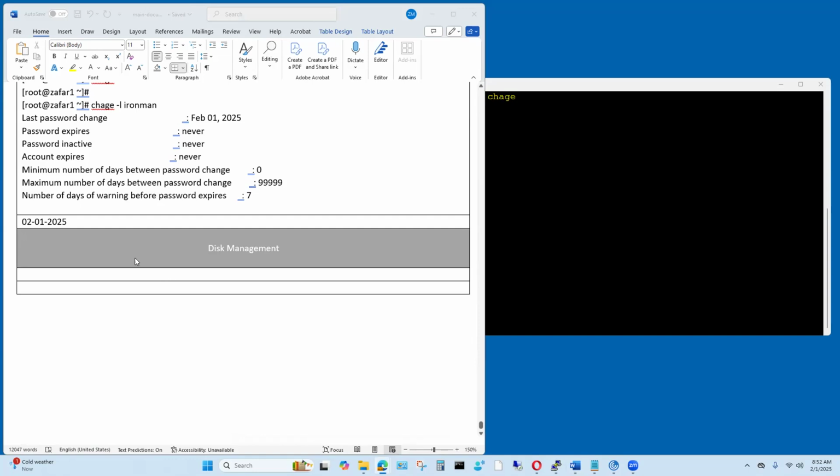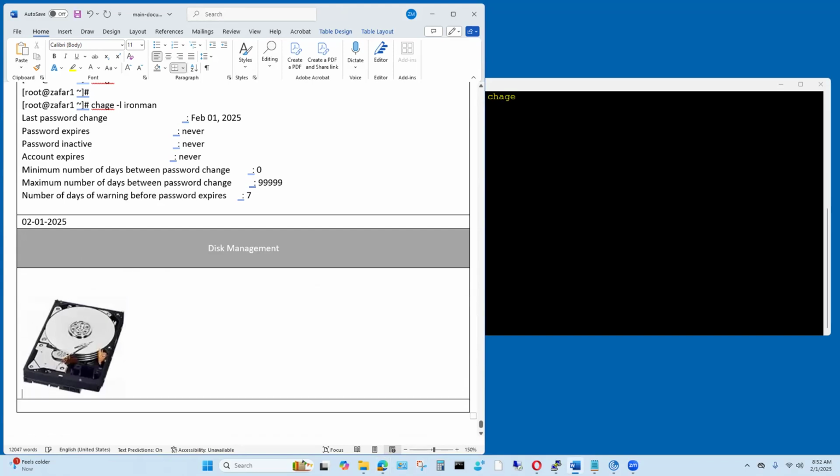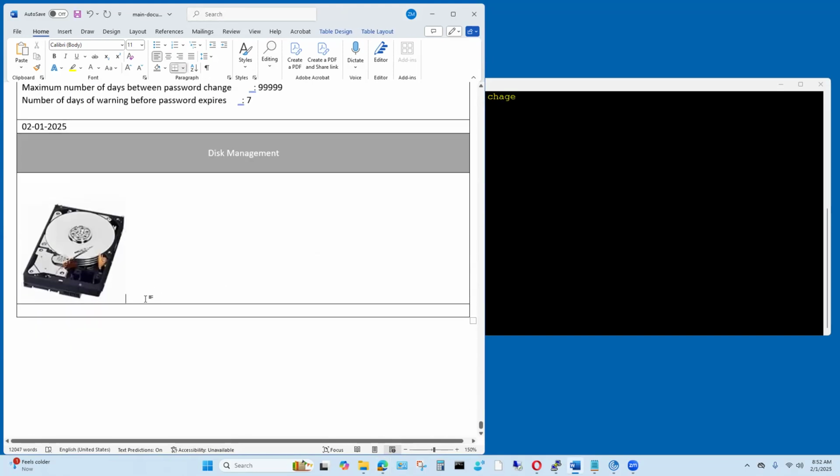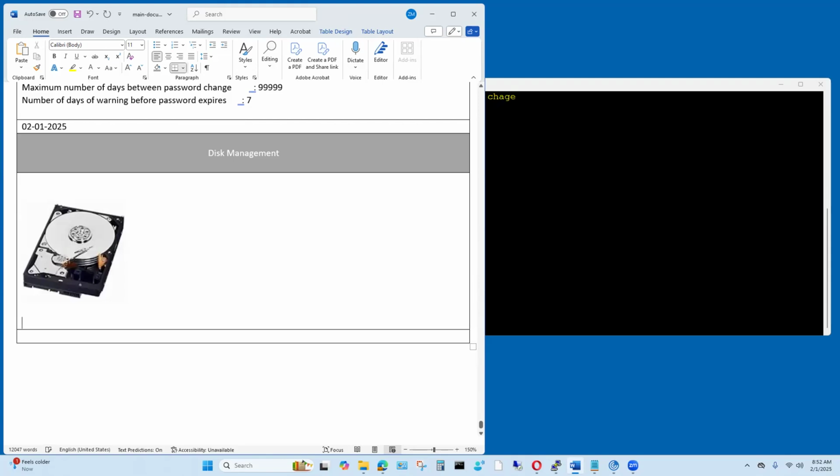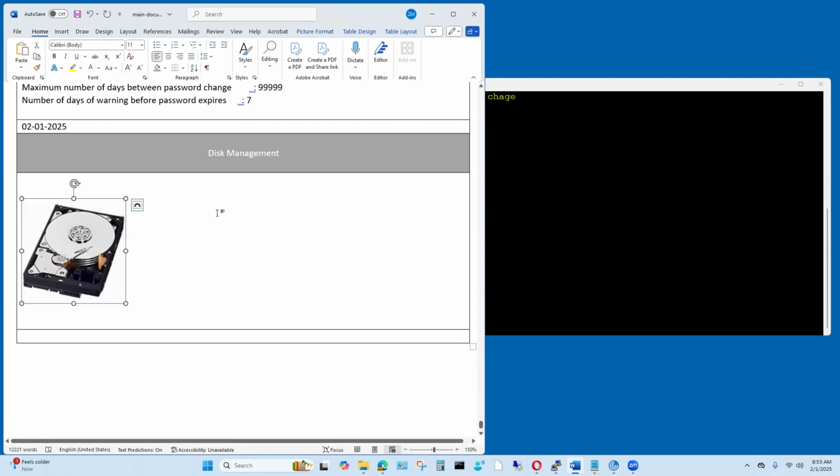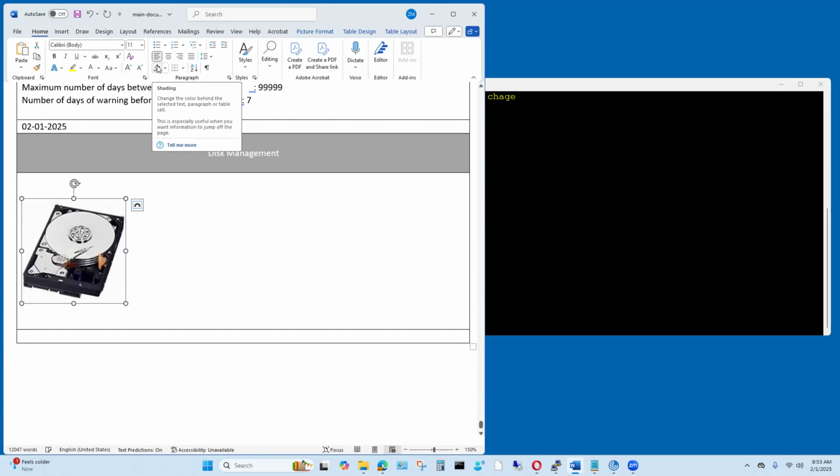Okay. So disk management: what do we mean by disk? This is what we are dealing with, a hard drive. Have you guys seen this hard drive on a computer? This is a physical hard drive, but on a VM, I'll show you what it looks like.